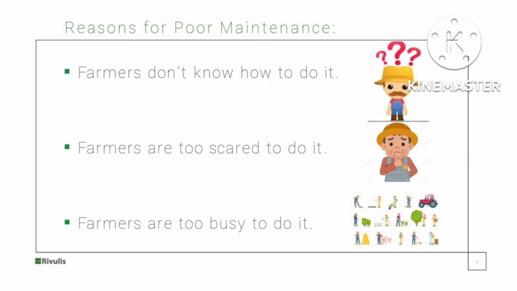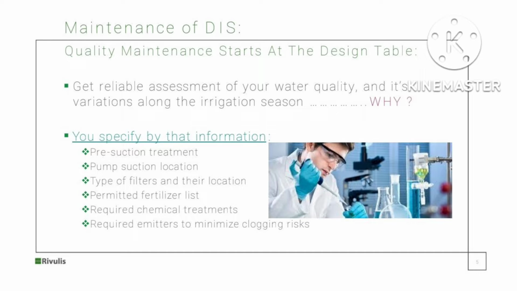Reasons for poor maintenance: farmers don't know how to do it. Farmers are too scared to do it. Farmers are too busy to do it. Maintenance of drip irrigation system: quality maintenance starts at the design table.